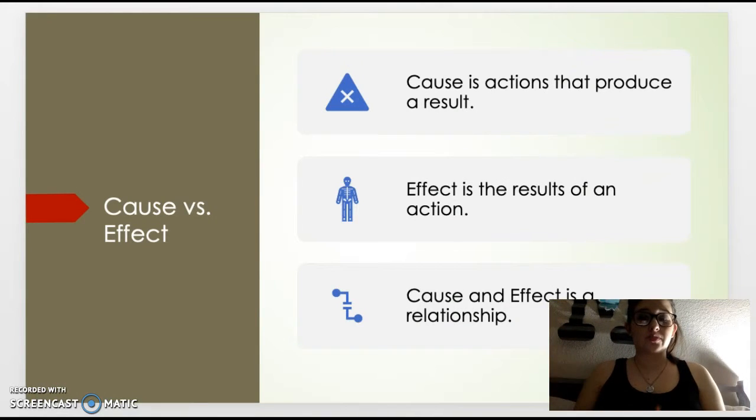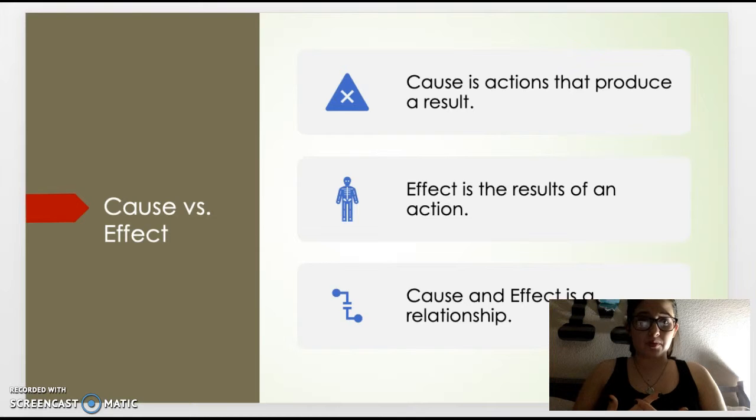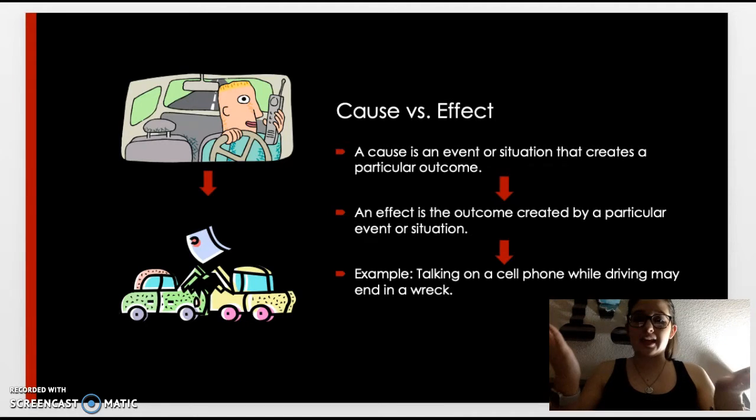So, cause versus effect. Causes are actions that produce a result. Effect is the result of an action. So there's a relationship between both. One is before the other. Cause is the action, effect is the result of that action. A cause is an event or a situation that creates a particular outcome. An effect is the outcome created by a particular event or situation. You can see how they correlate and they are hand in hand.